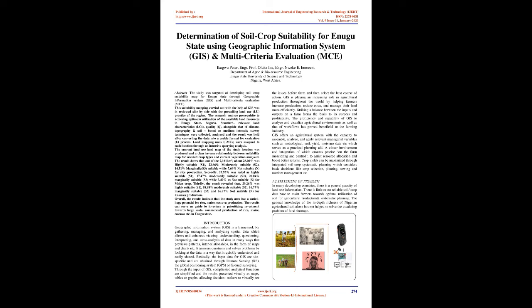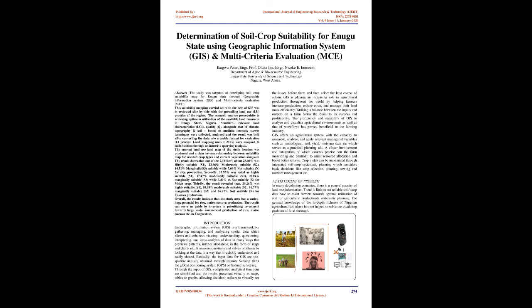The current land use land cover map of the study location was produced, and a clear inverse relationship between the suitability map for selected crop types and current vegetation was analyzed. The result shows that out of the 7,161 square kilometers, about 28.06% was highly suitable, S1, 22.66% moderately suitable, S2, 14.51% marginally suitable, S3, while 7.69% not suitable, N, for rice production.